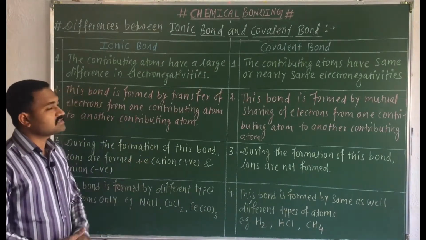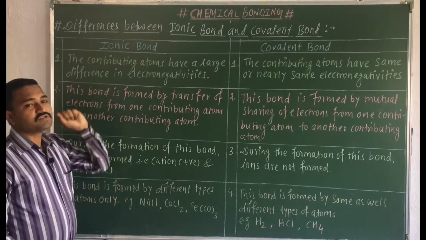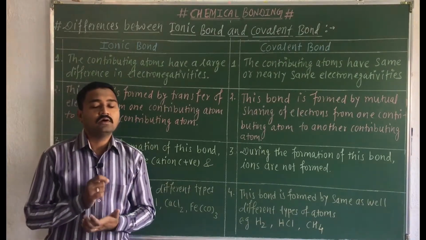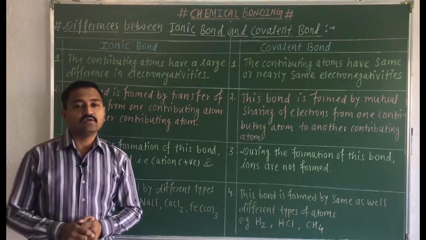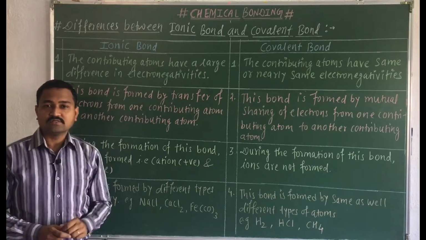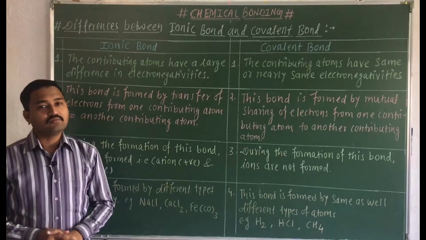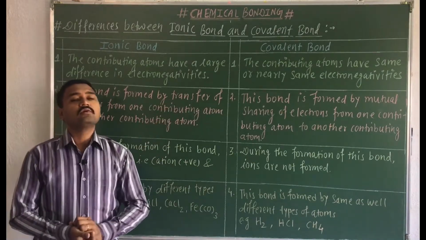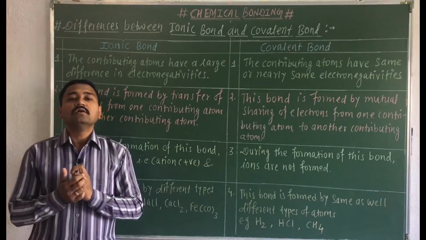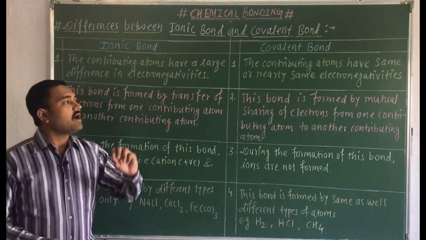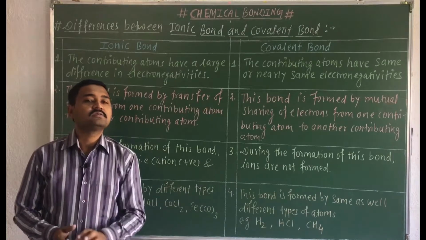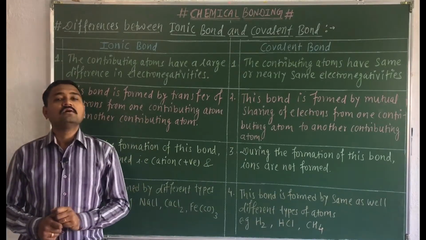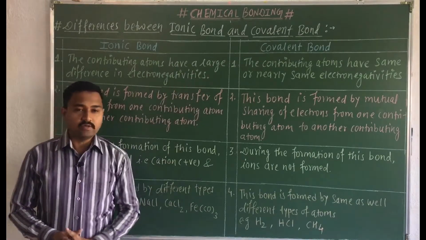The first difference is that during the formation of an ionic bond, the contributing atoms always have a large difference in electronegativity values. Then and only then will your ionic bond be formed. What about the covalent bond? We know that generally the contributing atoms in covalent bond formation have the same or nearly the same electronegativity values. So that was the first difference between the ionic bond and the covalent bond.